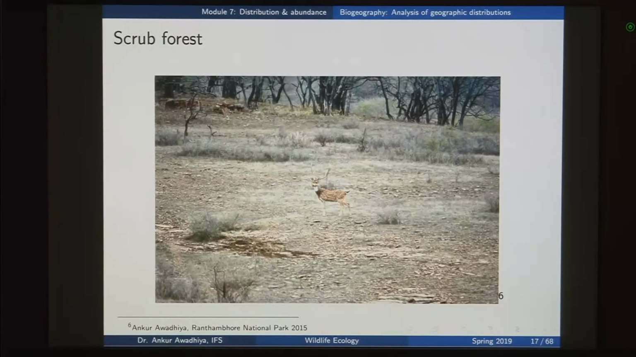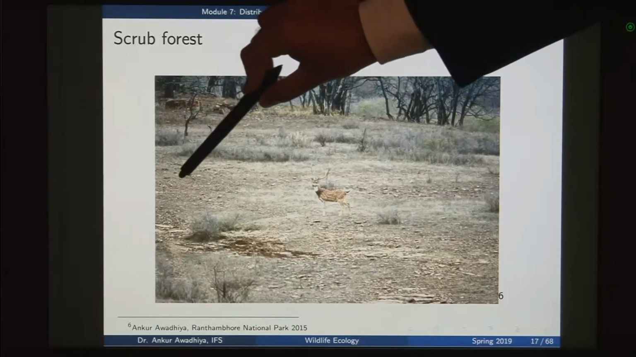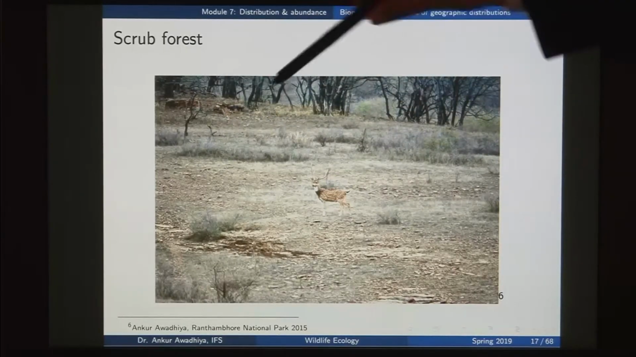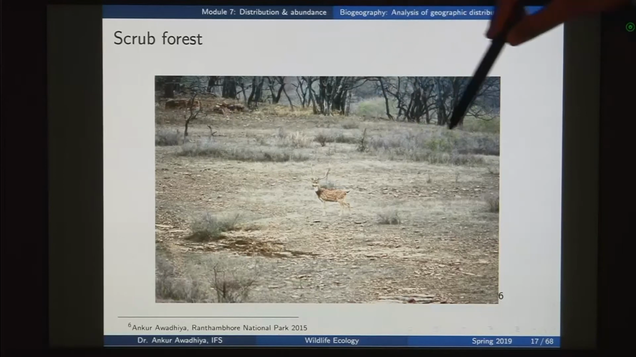Now moving westwards in our country, we have the scrub forest. You can typically find a scrub forest in Rajasthan or Gujarat. Now in the case of a scrub forest, you will have such a situation that the land is exposed in a number of areas, plus you have these small shrubs in the area.